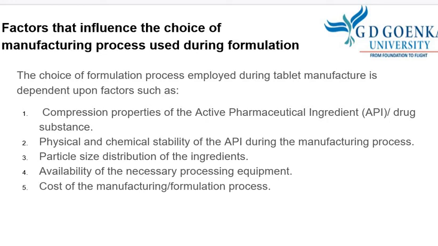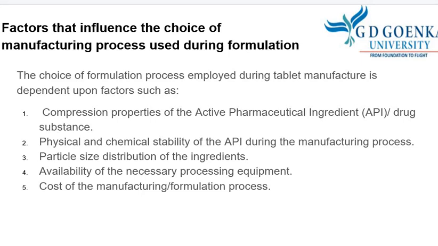Second, physical and chemical stability of the API during the manufacturing process. For example, if the active substance is hygroscopic, wet granulation is not preferred. Third, particle size distribution of the ingredients. For example, if the particle size of the API is very fine and it is a high dose tablet, then direct compression cannot be done. Dry granulation has to be done if the API is hygroscopic, or wet granulation is done if the API is not moisture stable.